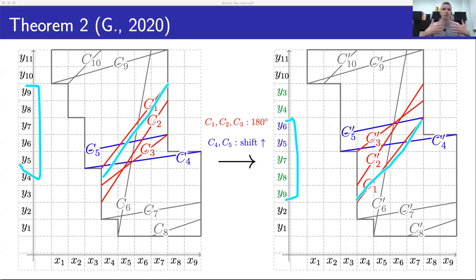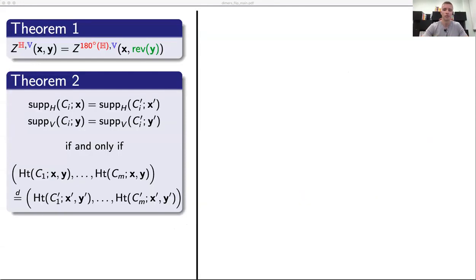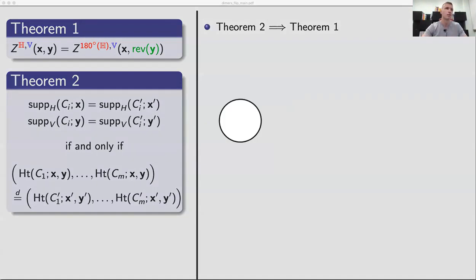And then you check it for all of the 10 cuts, and then you deduce that the 10-dimensional distribution of this vector of random variables is preserved. Let me now compare theorem 2 to the flip theorem. First of all, they compare as follows. Theorem 2 implies theorem 1. And the reason is that if you take a rectangle, you can draw all possible vertical cuts and all possible horizontal cuts, and then that information is going to be equivalent to knowing all horizontal and vertical pipes.